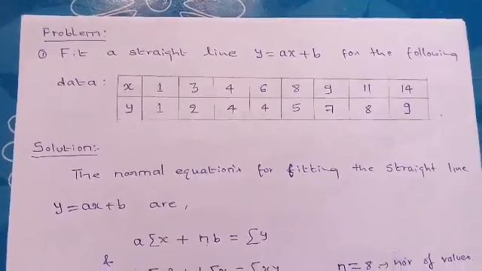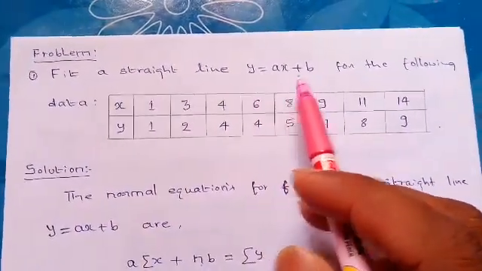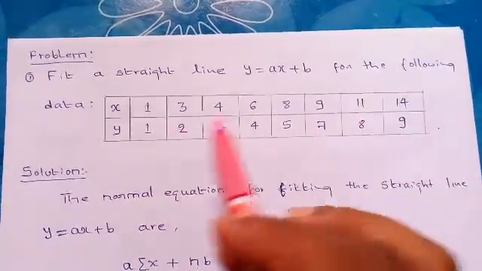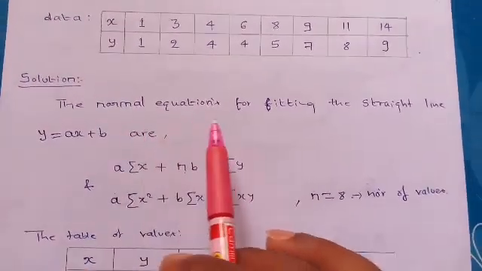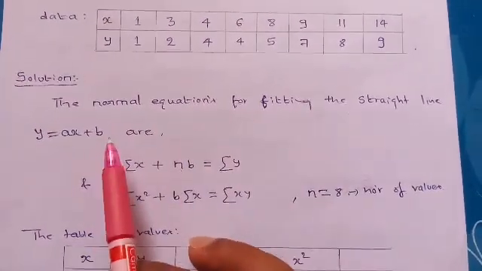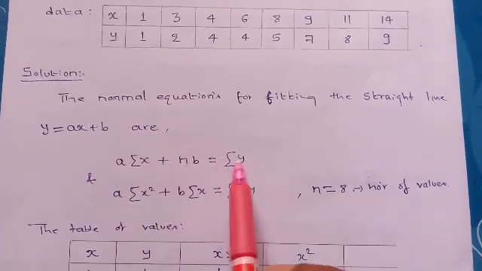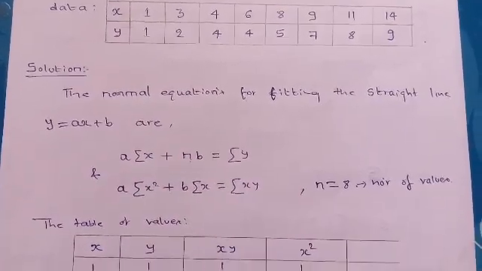Let's see one problem to fit a straight line. Fit a straight line y = ax + b for the following data. They are given a table of data, values of x and values of y. First write down the normal equations for fitting a straight line y = ax + b. Here these are the normal equations. You have to remember these two normal equations.